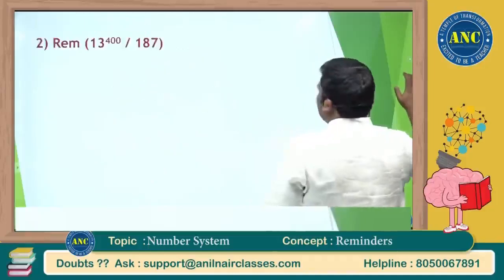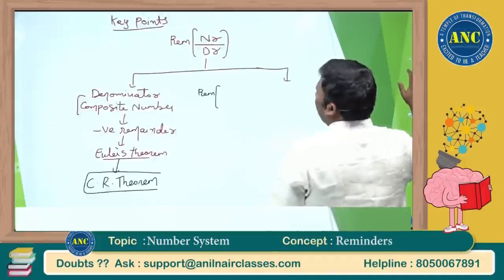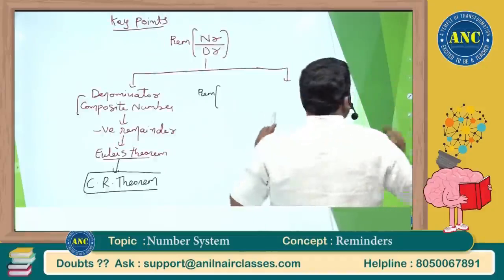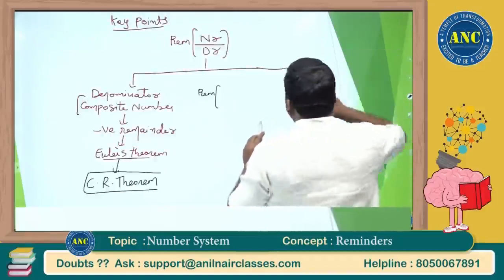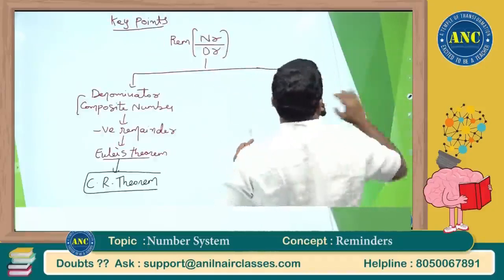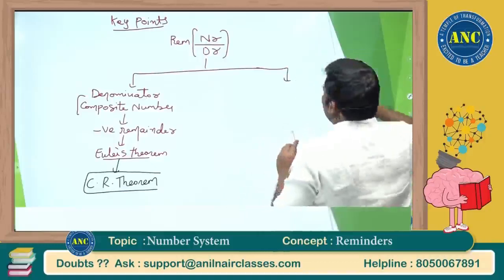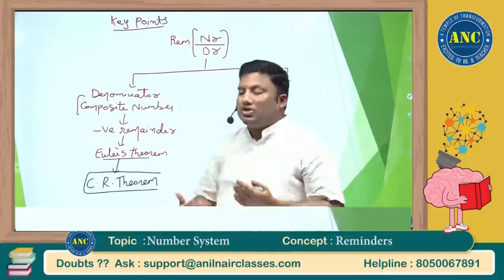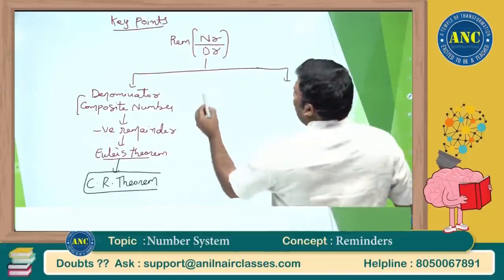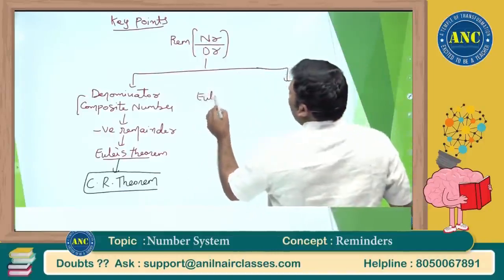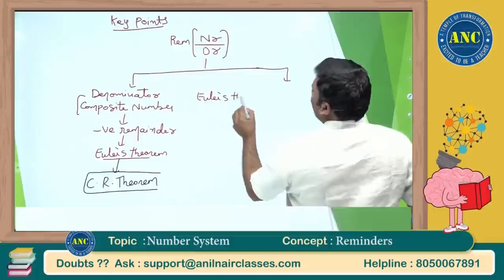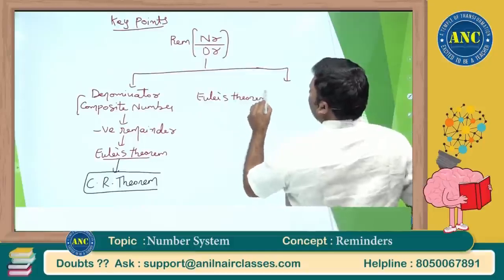First make a note. We will see what the drawback is. Unless we write down the drawback of Euler's theorem, we will not be able to appreciate the Chinese remainder theorem. Euler's theorem.